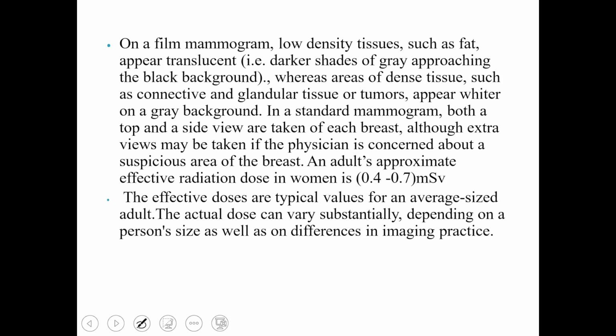The approximate effective radiation dose for an adult woman is 0.0 to 0.7 millisieverts. The effective doses are typical values for the average size adult, so it will be according to the age of the adult. The actual dose can vary substantially depending on the person's size, as well as differences in imaging practice.